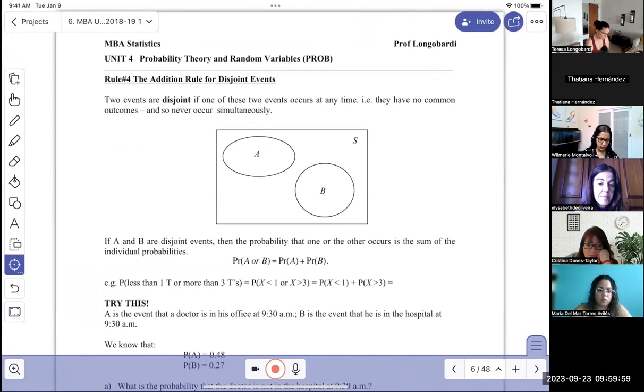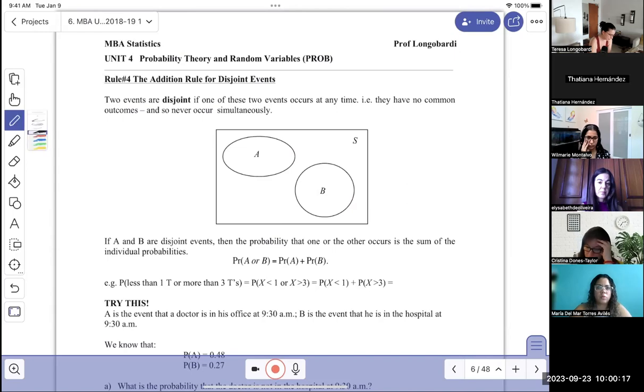The 4th rule is known as the addition rule for disjoint events. So this is an image of 2 events, A and B, and they do not fill the space. So this is different from complementary. A and B are not complementary because they don't fill the space.